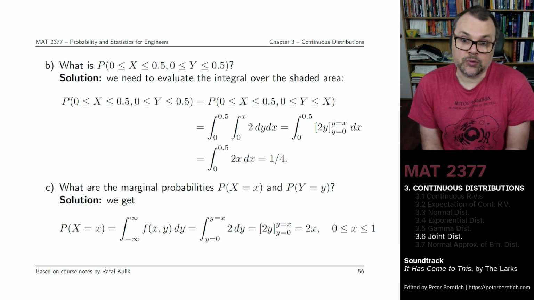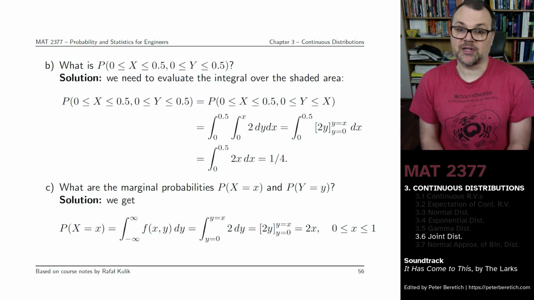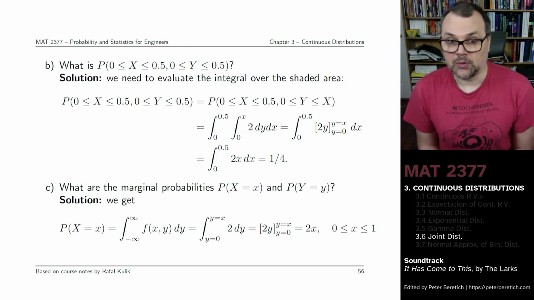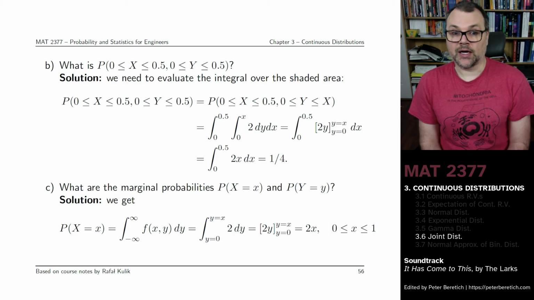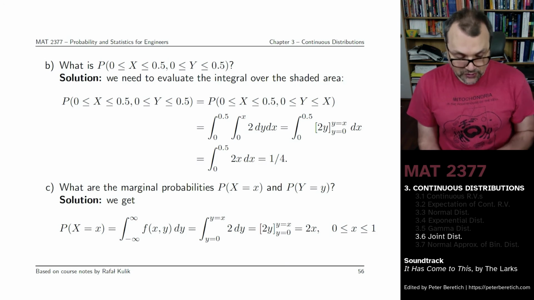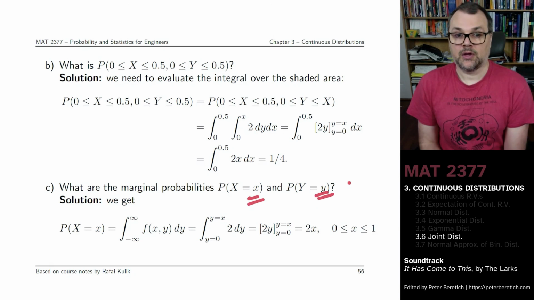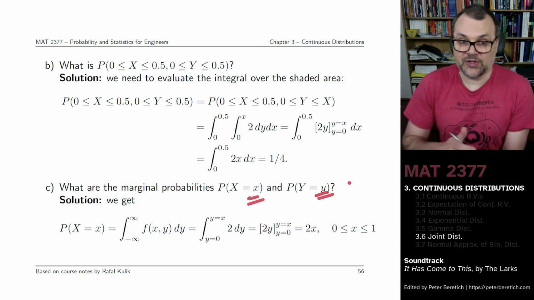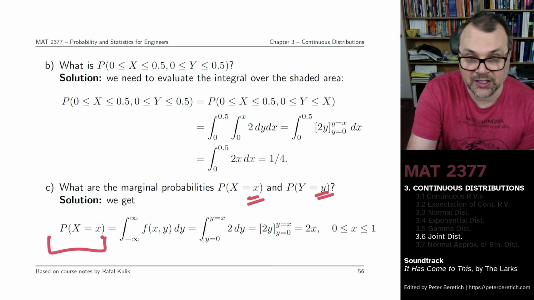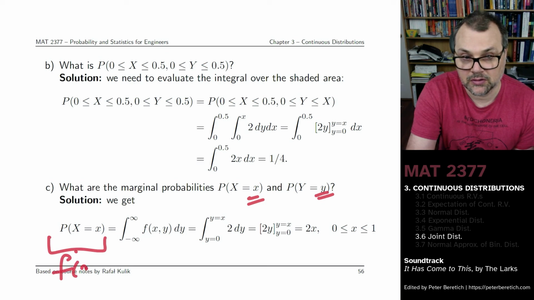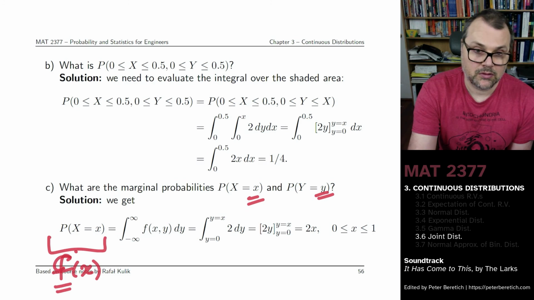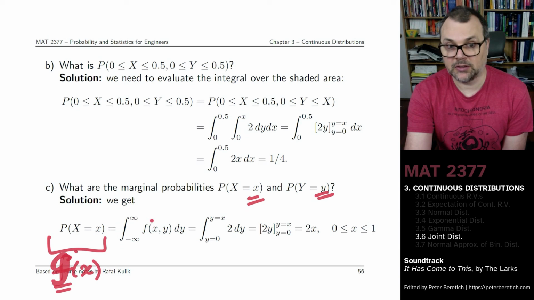You can also compute marginal probabilities. What's the probability that x is equal to x? And what's the probability that y is equal to y? Well, these have to be functions of x and y separately. The probability that x is equal to x, you integrate over all possible values of y. Right? The result of this has to be a function in x.